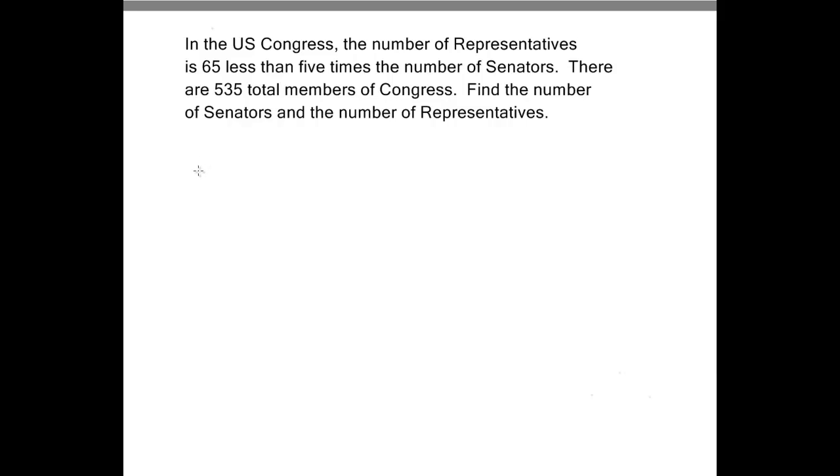So this question says, in the U.S. Congress, the number of representatives is 65 less than 5 times the number of senators. There are 535 total members of Congress. Find the number of senators and the number of representatives.